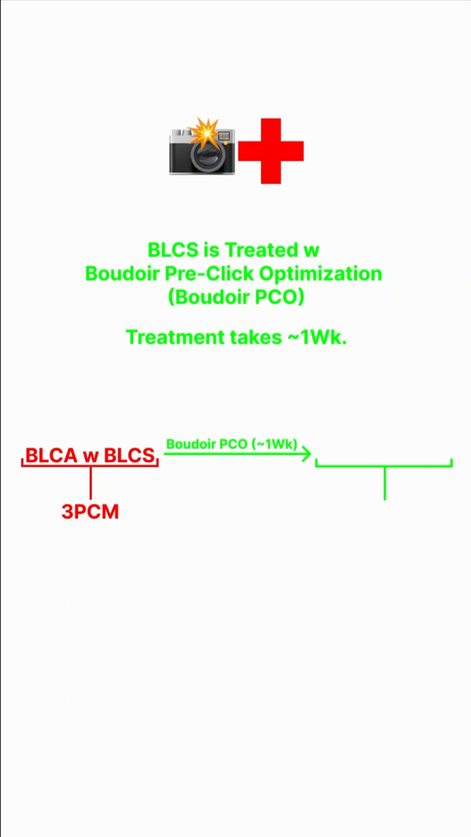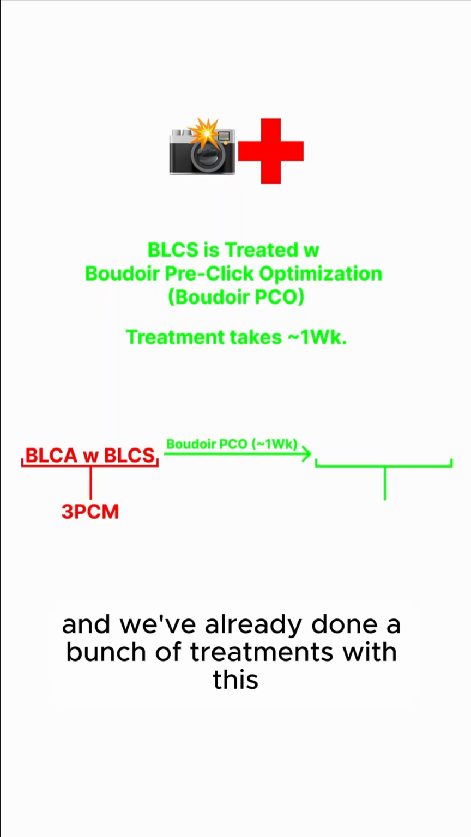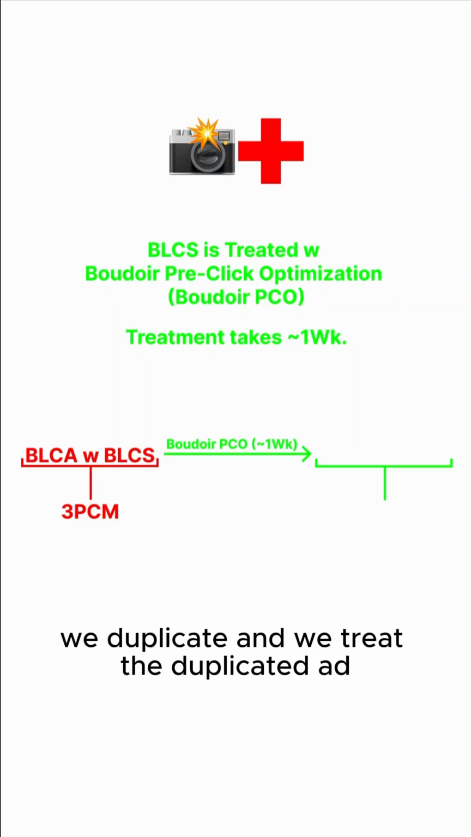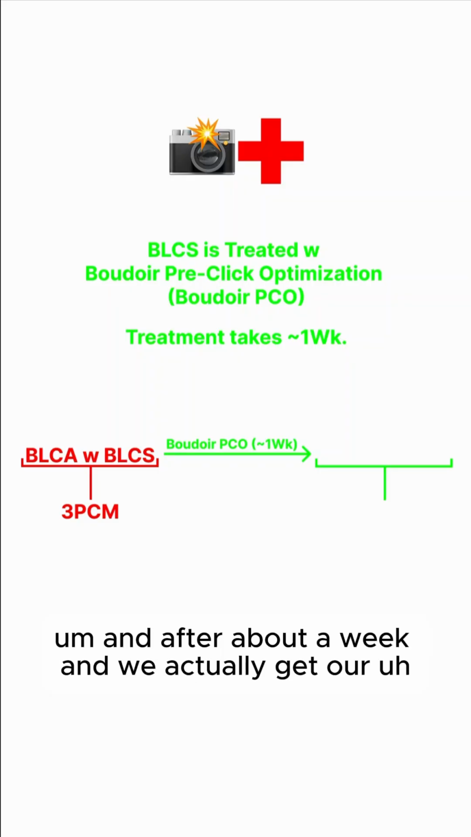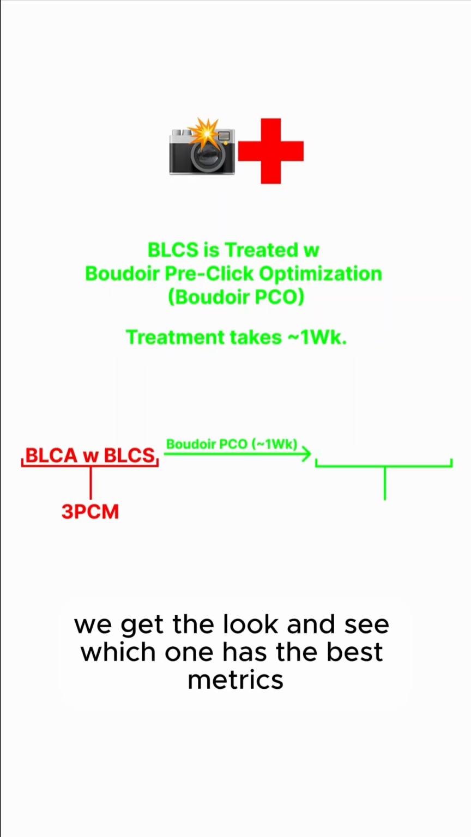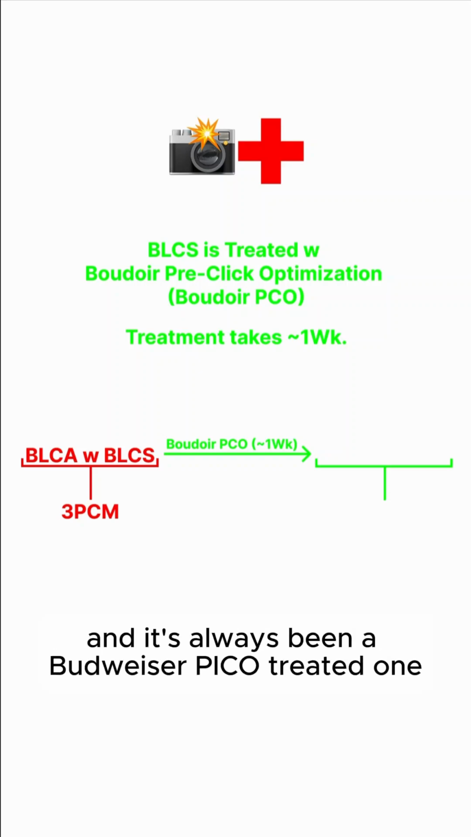We know this because we invented it, and we've already done a bunch of treatments with this, and it's worked 100% of the time. We duplicate the original ad, so we leave the original as it is, leave it running. We duplicate and treat the duplicated ad with Boudoir Pico, and after about a week, we look and see which one has the best metrics, and we keep whichever one has the best metrics running. And it's always been the Boudoir Pico treated one.